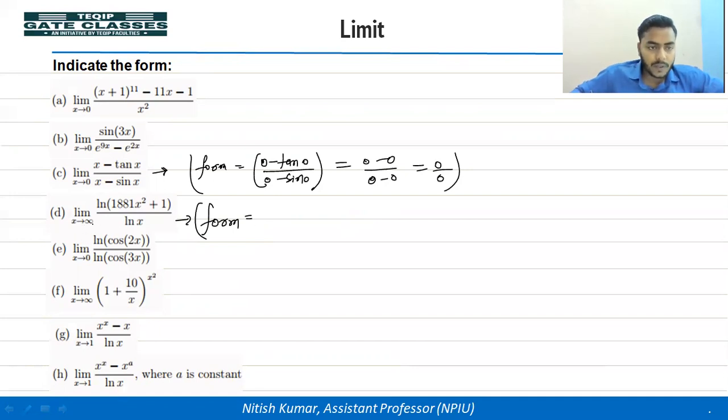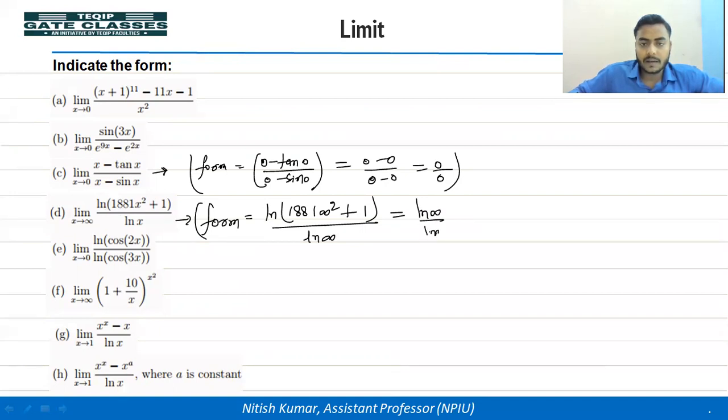Put the value x goes to infinity here. See. So ln of infinity to the power square and then plus 1, divided by ln infinity. We can write ln infinity divided by ln infinity. What is its value? Infinity divided by infinity. This is an indeterminate form.